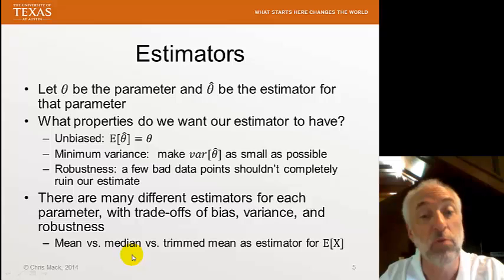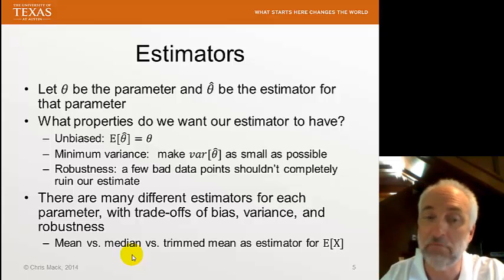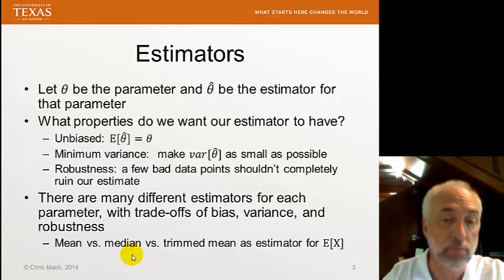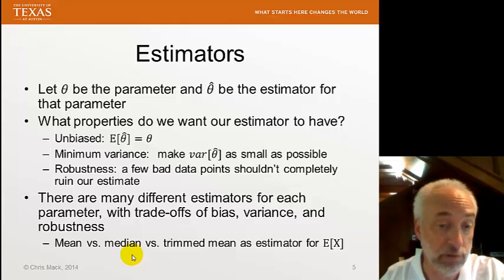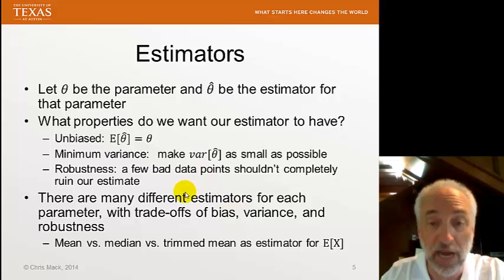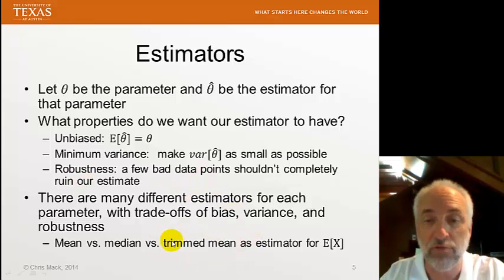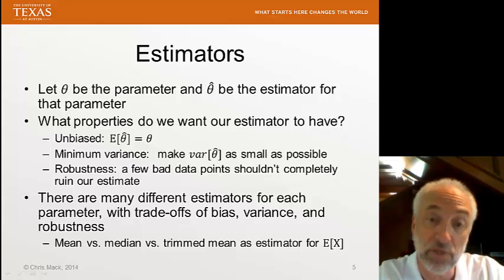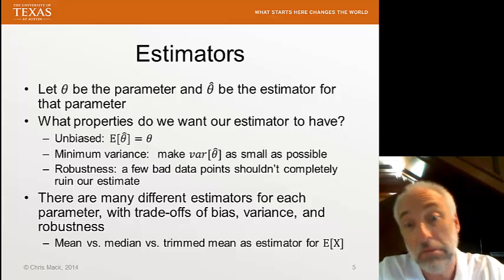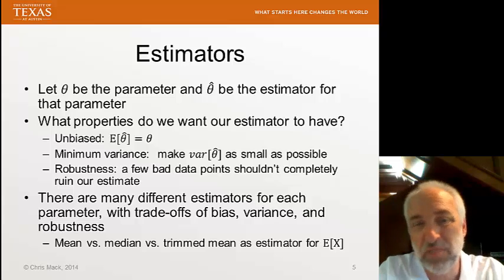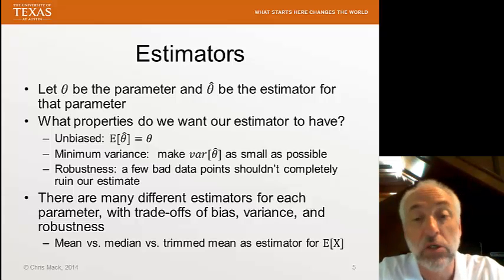And it is robust. I can have a lot of bad data points and it doesn't affect my median very much. But it has a larger variance than the mean. A good compromise is the trimmed mean, where I throw away the highest 10% of the data and the lowest 10% of the data, for example. That means I can have 20% of my data points being bad data and I still get a good value.